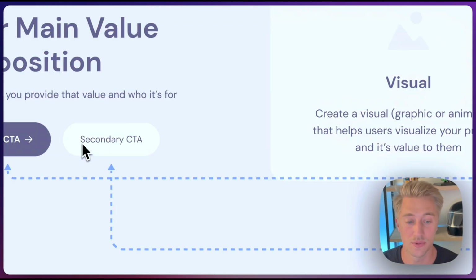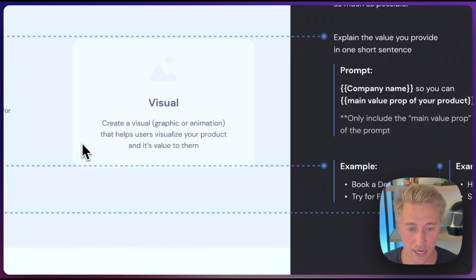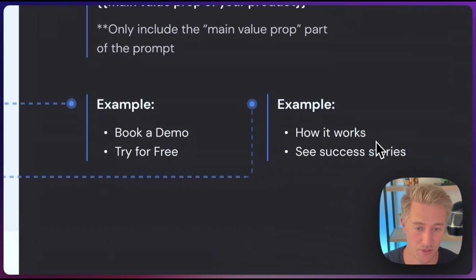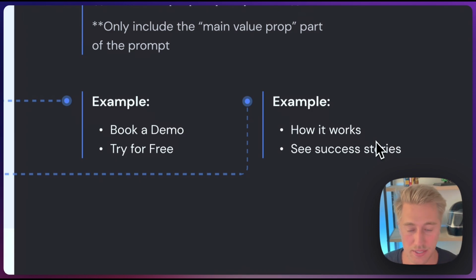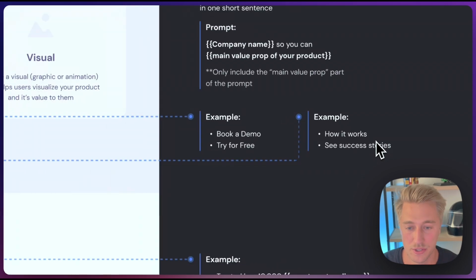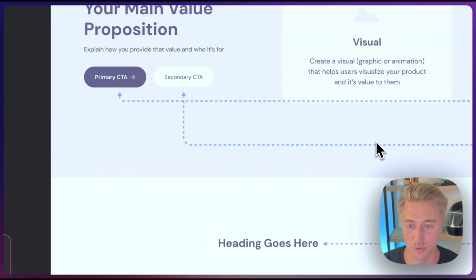So the secondary CTA is more of a high funnel call to action. We have some examples over here as well: how it works, see success stories, see product demo. So higher funnel stuff, it could be explore resources, that can capture people at a higher funnel. Maybe they're not ready to press that main call to action. They're not ready to talk to sales. So this is higher funnel stuff to continue engaging them and still get them to take action on the website.